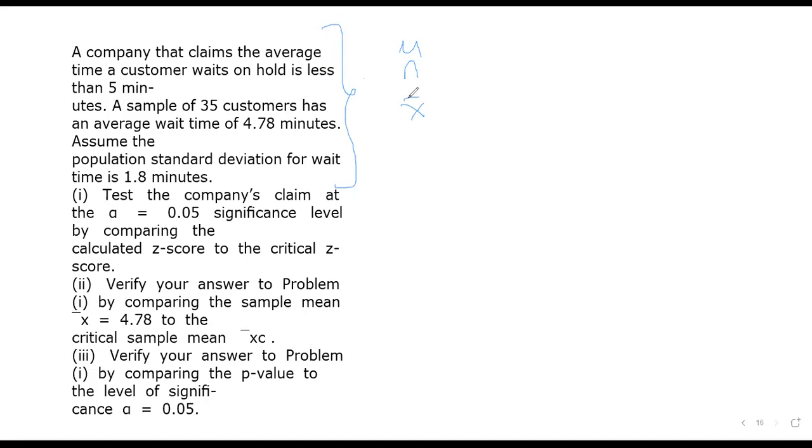The mu is the claim by the company itself, the 5 minutes, and the x bar is the 4.78. The n is 35. How do you know this was the x bar? Because the company claims the average, so from the use of the word claim. Okay, that's one way. The other way is the sample size always moves with the x bar. So this one was actually calculated from the 35 customers. That's how you know.